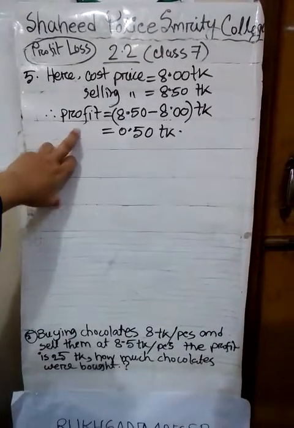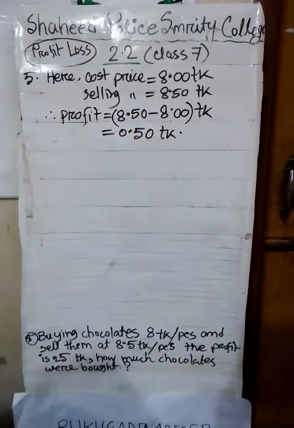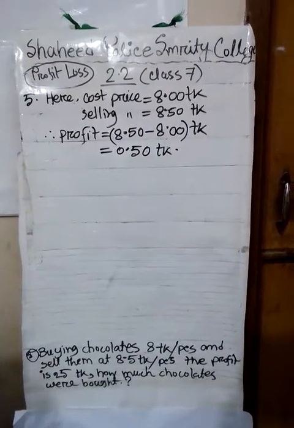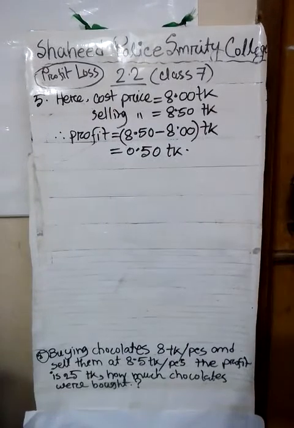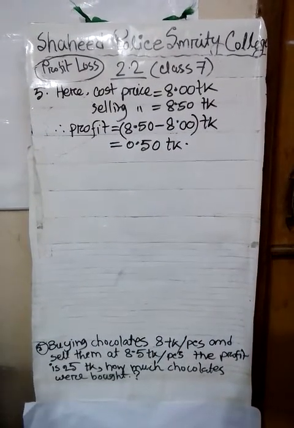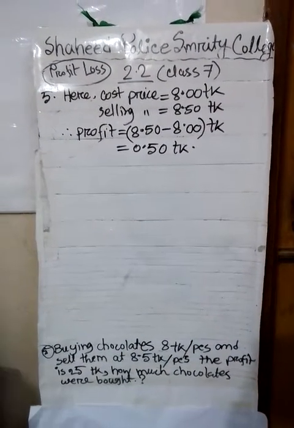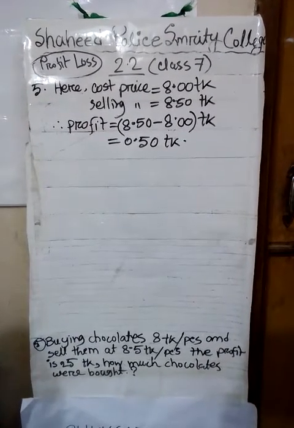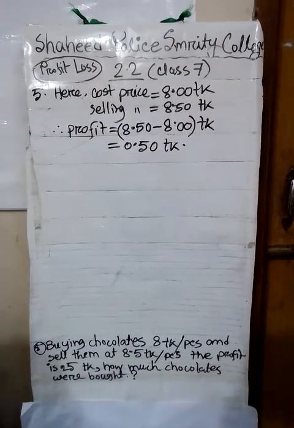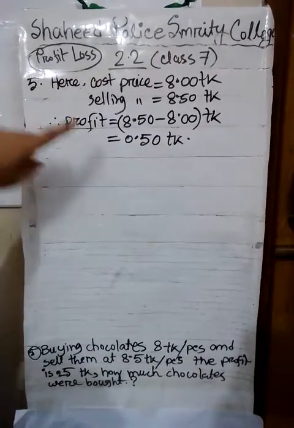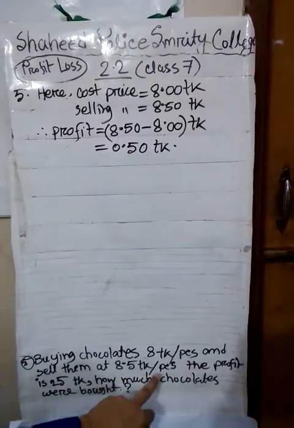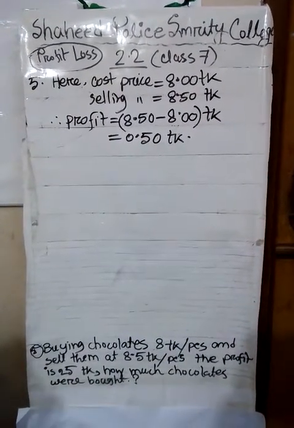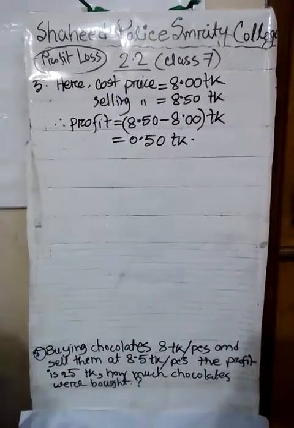so profit is 8.5 minus 8, half a taka. Now we have to determine how many chocolates there were. We know that profit and loss depend on cost price. So here the cost price and selling price were for per piece. We can see that the question was for per piece, so the profit is also for per piece.